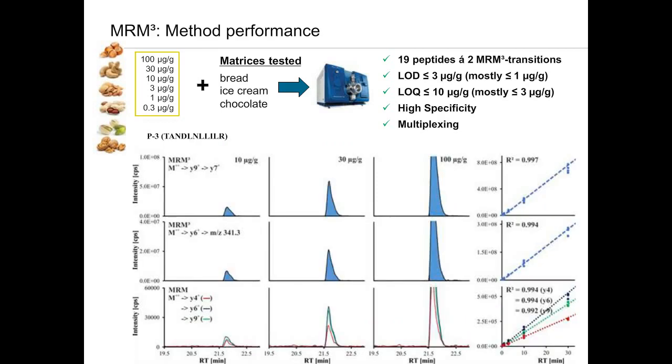This is a spiked chocolate where we do see 3 hazelnut-specific peptides with 2 MRM cube transitions each. So for MRM cube, we identified that we do need 2 MRM cube transitions to be specific. And the lower lane is a commercial chocolate as one example, where we were nicely able to detect all 3 hazelnut allergen-specific peptides with all MRM cube transitions.